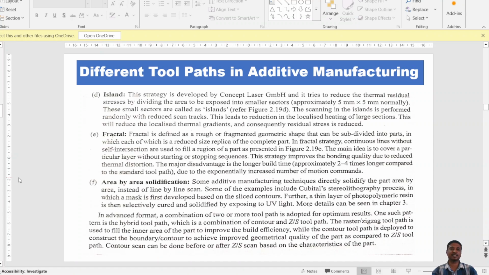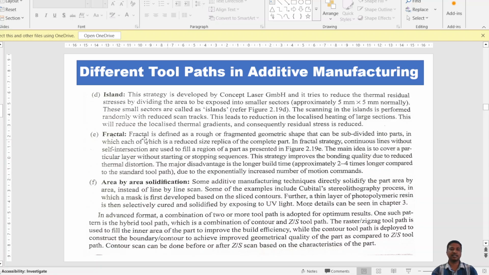Today we are discussing the island pattern. This strategy is developed by Concept Laser GmbH and it tries to reduce the thermal residual stress by dividing the area to be exposed into smaller sectors. The scanning in the island pattern is performed randomly with reduced scan tracks. This leads to reduction in the localized heating of large sections. This will reduce the localized thermal gradients and consequently residual stress is reduced.